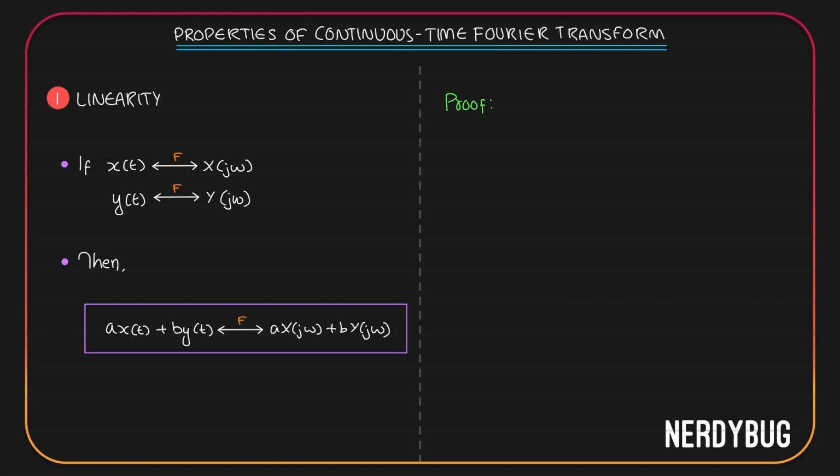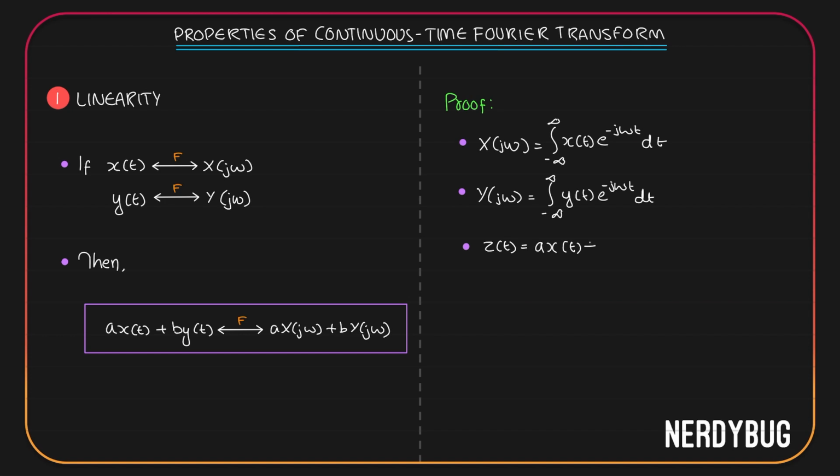Let us prove this. Using the analysis equation, we can write x of j omega is equal to integral from minus infinity to infinity x of t e raised to minus j omega t dt. Also, y of j omega will be integral from minus infinity to infinity y of t e raised to minus j omega t dt. Let us take z of t to be a linear combination of x of t and y of t, that is a x of t plus b y of t.